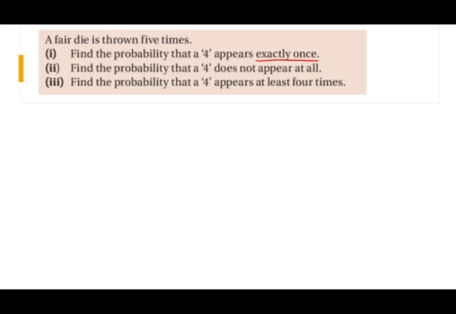Okay, so we are talking about 5 times. So 5 choose 1. A 4 appears exactly once. So we're talking about a dice. So 1/6, 1 time, and the rest of the numbers then are going to occur 4 times. Okay, so we've got 5 choose 1, which is going to be 5, times 1/6 times 5/6 to the power of 4.